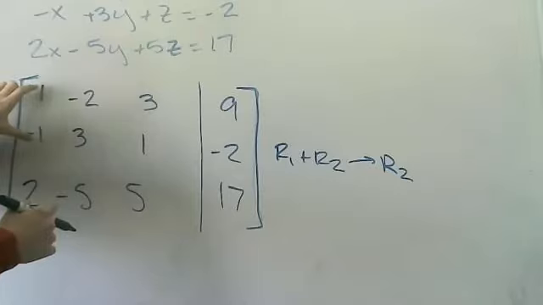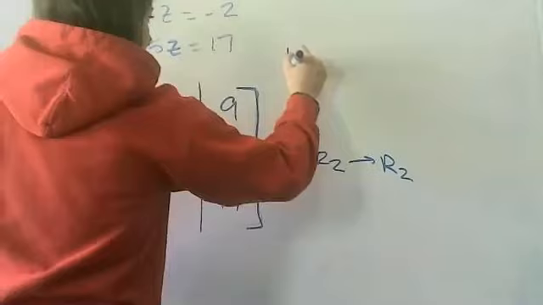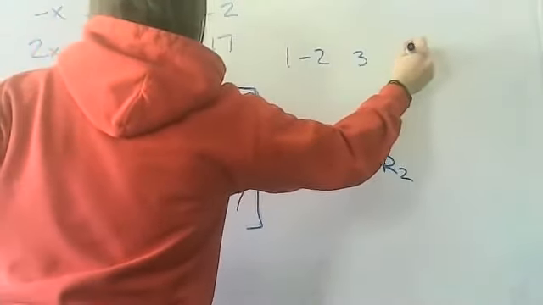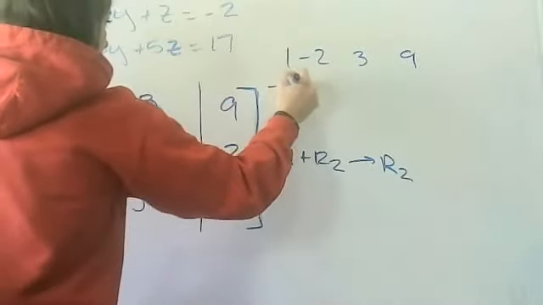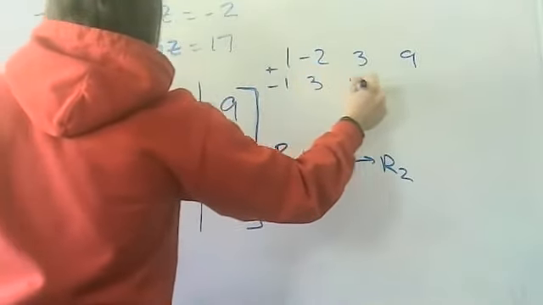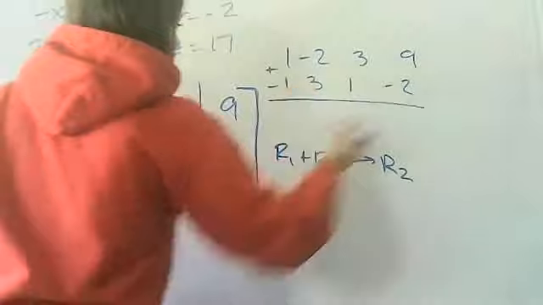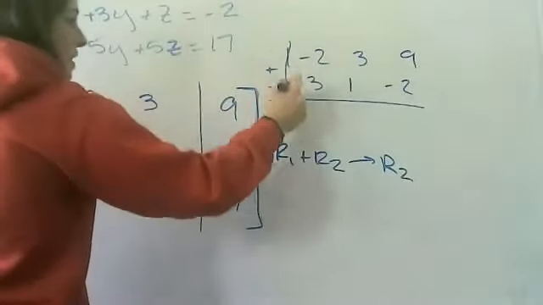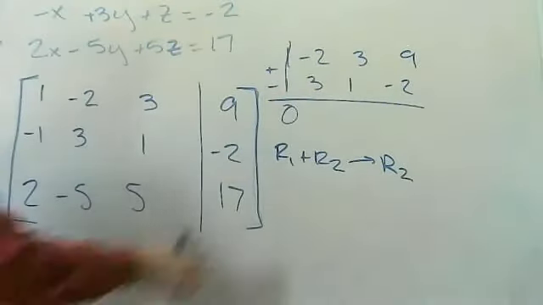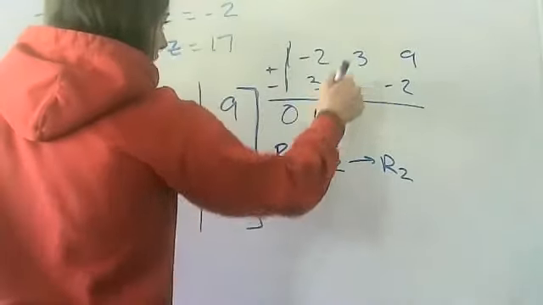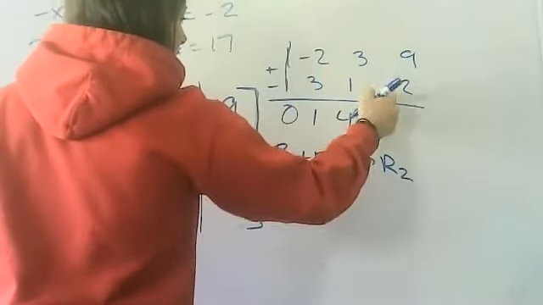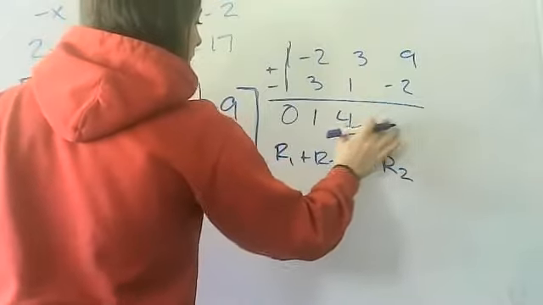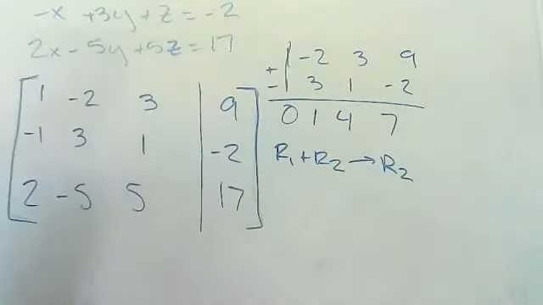So I'm taking 1, -2, 3, and 9, and adding it to -1, 3, 1, and -2. So we're adding straight down. These cancel to give me a 0. -2 and 3 is 1. 3 and 1 is 4. 9, -2 is 7. Okay, so now I can write that in my new matrix.